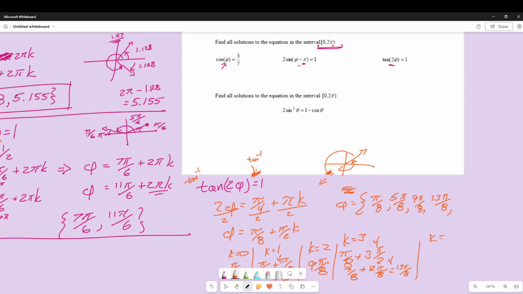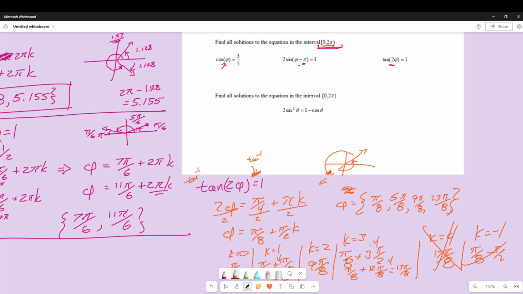If we go to k equals 4, we'd be adding another 4 pi over 8. So that would get us to 17 pi over 8. And 17 pi over 8 is bigger than 2 pi, so it's outside of our interval, so that's not a solution. And it's always good to check what would happen if we were negative, but it should be clear that pi over 8 minus pi over 2 is going to be too small. It's going to be negative. So that generates all of our solutions.